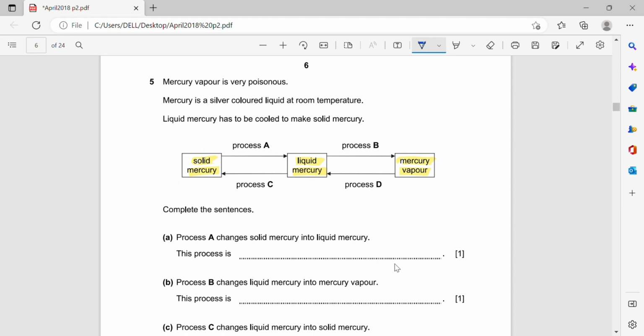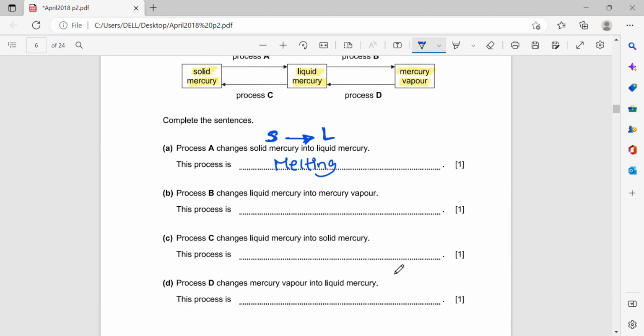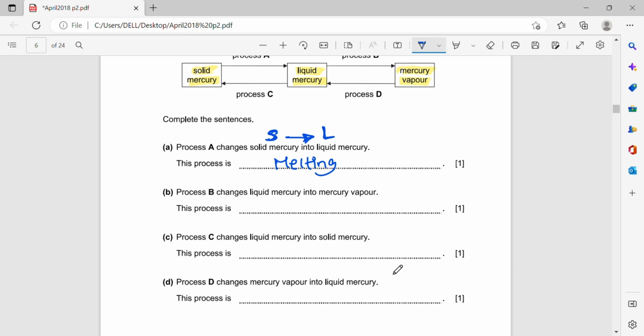Okay, process A changes solid to a liquid. What's the name of the process when a solid changes into a liquid? Great, melting. Process B changes liquid mercury into mercury vapor. We have liquid into a gas. What's the process called? Liquid to a gas. Great, it's evaporation.